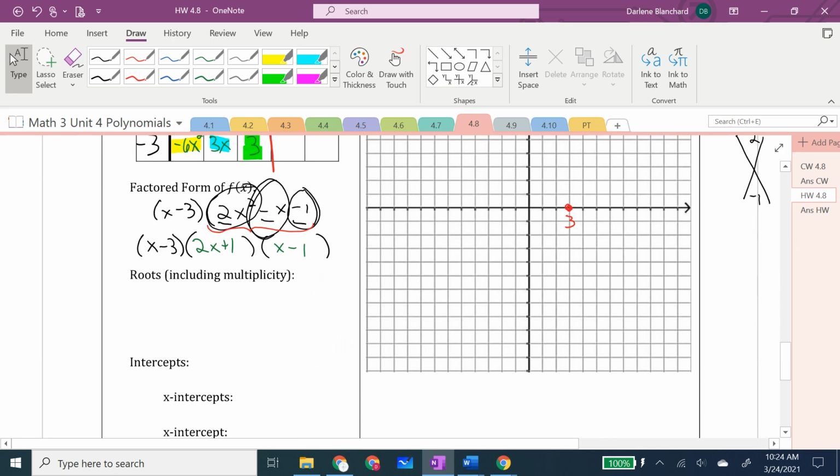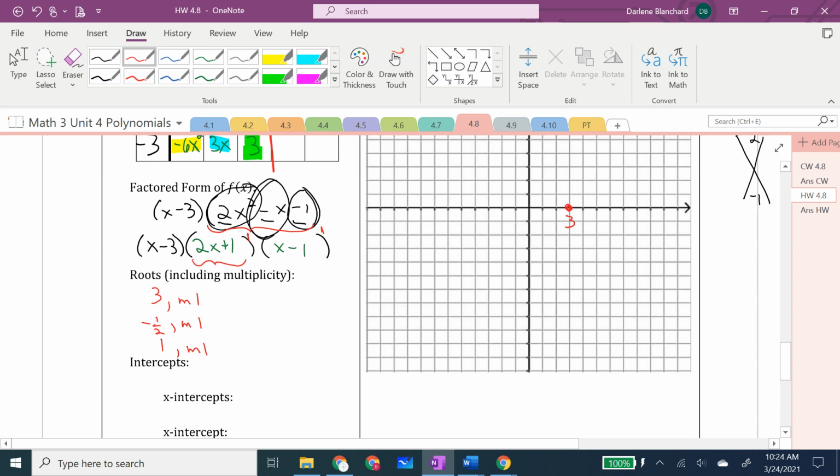So once you have that factored form, you're now ready to determine the roots and the multiplicity of the roots. Now, I started off knowing one of the roots was 3, but now that I've factored completely, I know that's multiplicity 1. 2x plus 1 will equal 0 when x is equal to negative 1/2. And that is also a multiplicity of 1. And then positive 1 makes the third factor equal to 0, and it is also a multiplicity of 1.